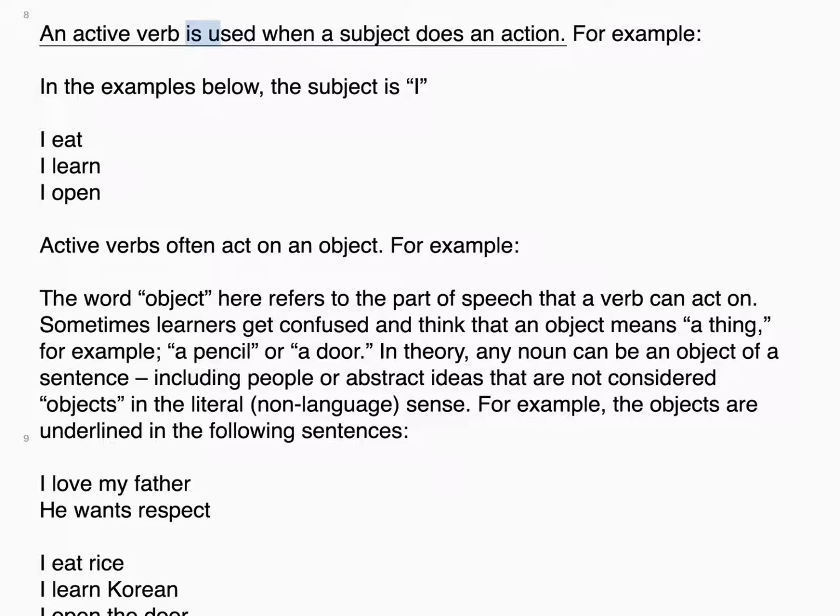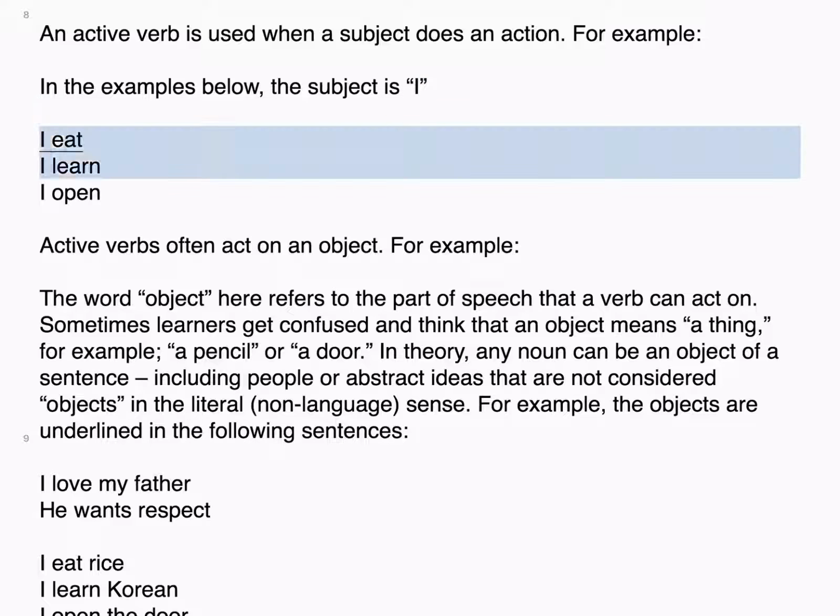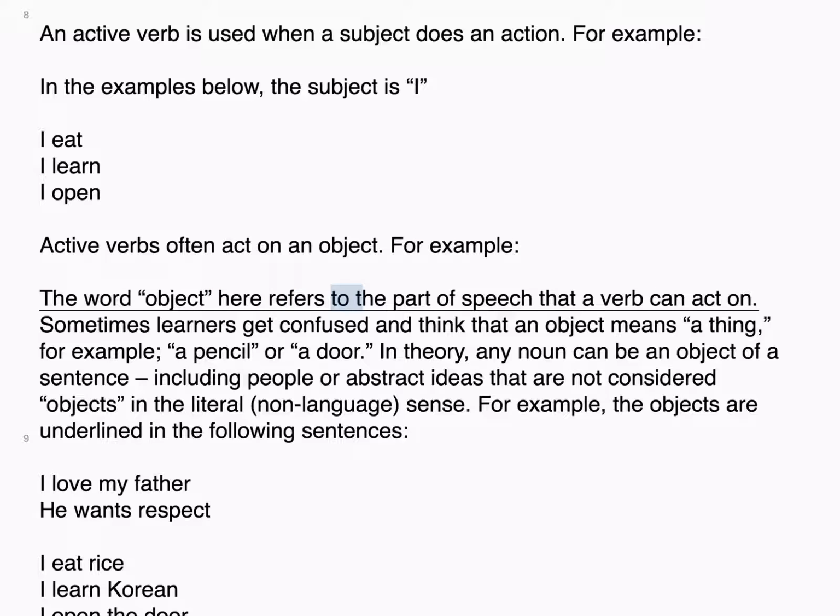An active verb is used when a subject is in action. For example, in the examples below, the subject is: I eat, I learn, I open. Active verbs often act on an object. The word object here refers to the part of speech that a verb can act on. Sometimes learners get confused and think that an object means a thing, for example a pencil or a door. In theory, any noun can be an object of a sentence, including people or abstract ideas that are not considered objects in the literal, non-language sense.